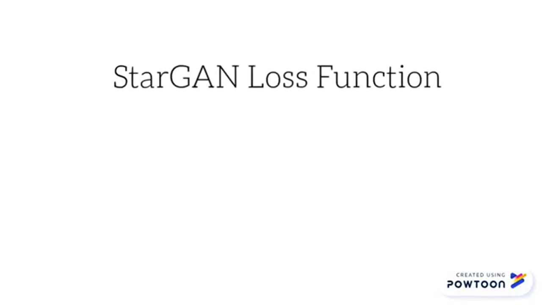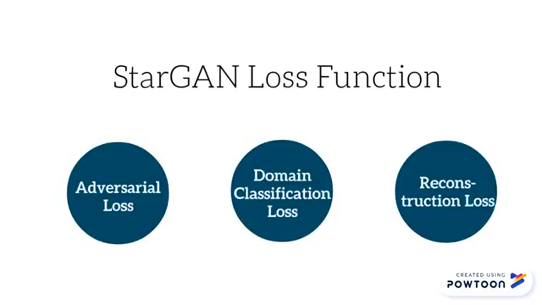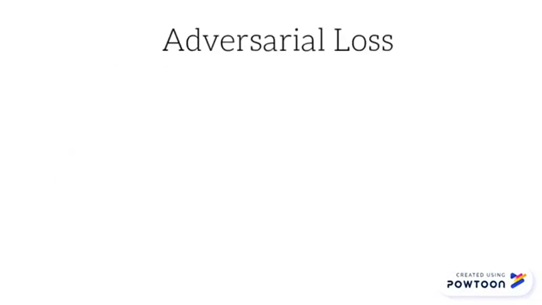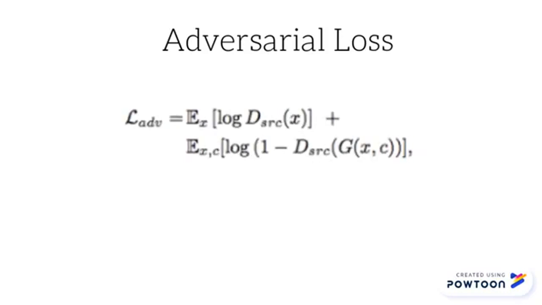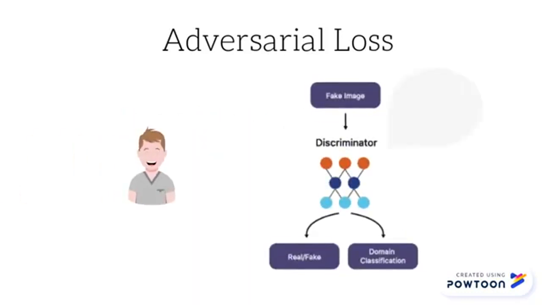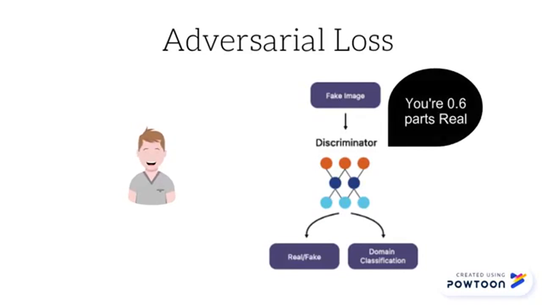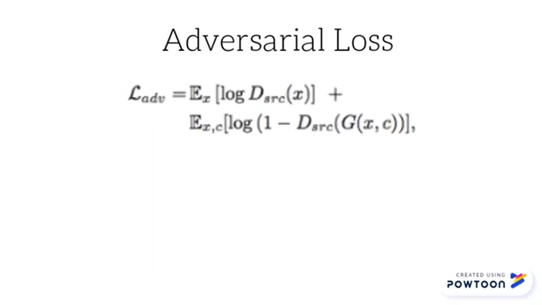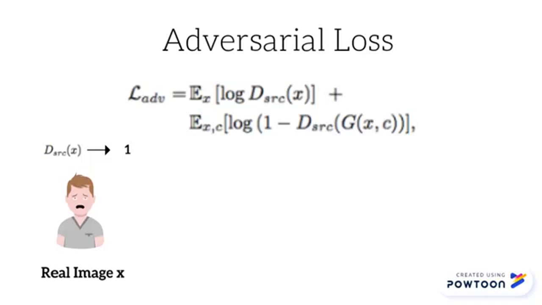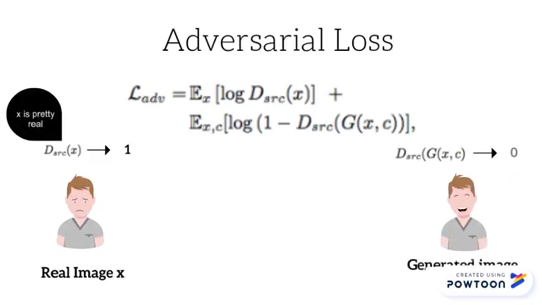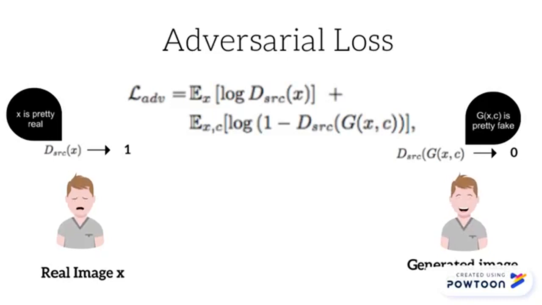The loss function in the StarGAN algorithm has three different parts that address these three ideas. The first part is the adversarial loss. In this equation, D source of x is a value between 0 and 1 that signifies how real the discriminator thinks x is, with 1 signifying x is 100% real and 0 signifying x is 100% fake. A quick analysis of this equation will show you that the discriminator needs to maximize this function to make sure it identifies a real image x as real, i.e. D source of x should be as close to 1 as possible, and identifies a fake image G generated by the generator as fake, i.e. D source of G should be as close to 0 as possible.